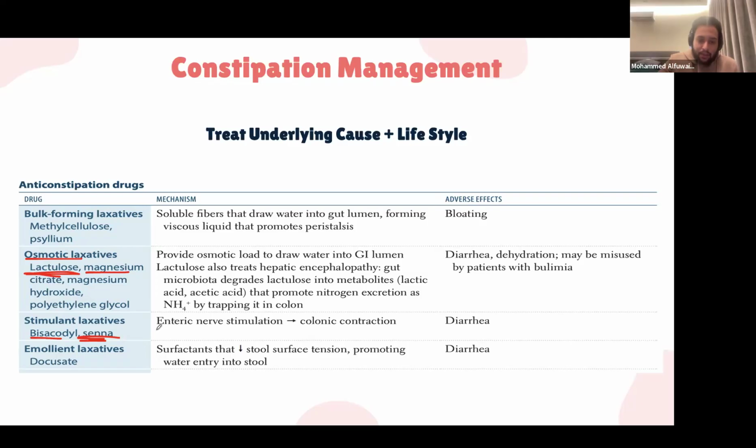Is everything good till now? Any questions? The color could be darker, I believe, with senna as well. But yeah, that's about it.